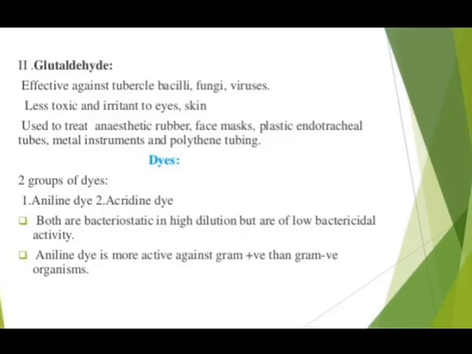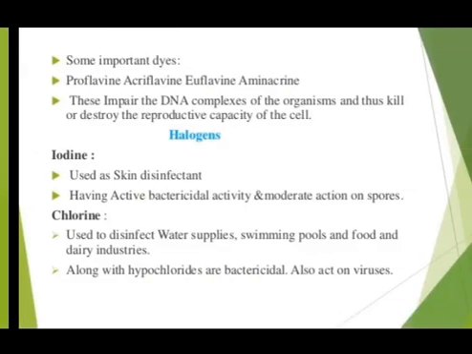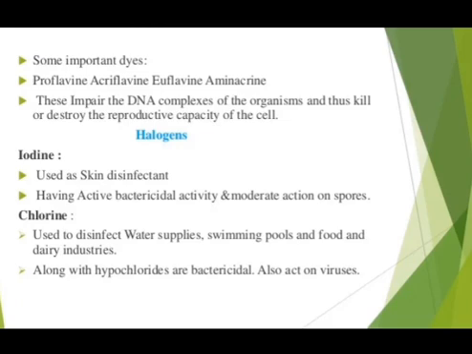Dyes. There are two types of dyes we can use: the aniline dye and the acridine dye. They are bacteriostatic in high dilution but have low bactericidal activity. Aniline dye is more active against gram-positive bacteria than gram-negative organisms. Some important dyes are proflavin, acriflavin, euflavin, and aminacrine. These impair the DNA complexes of the microorganism and thus kill or destroy the reproductive capacity of the cell.